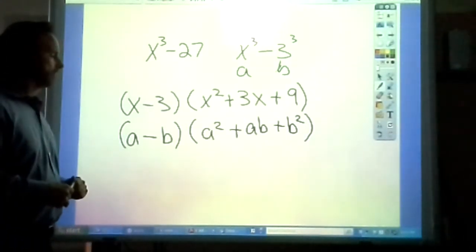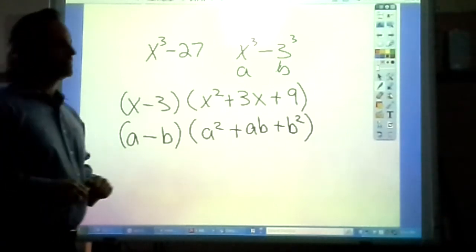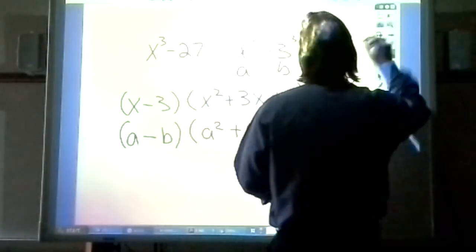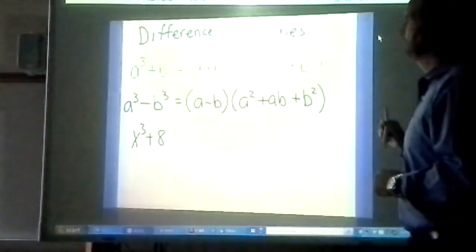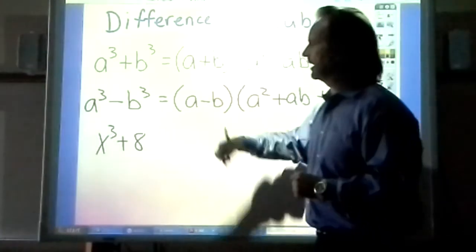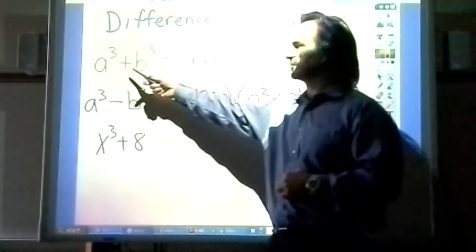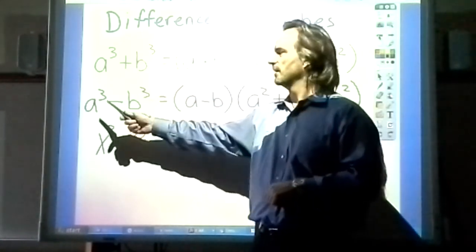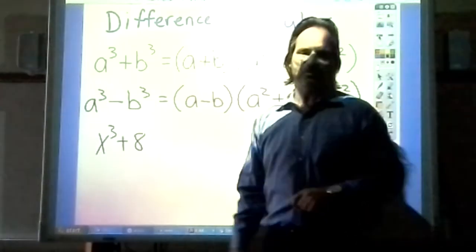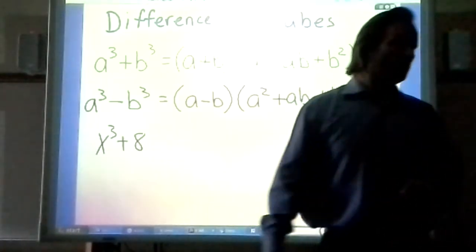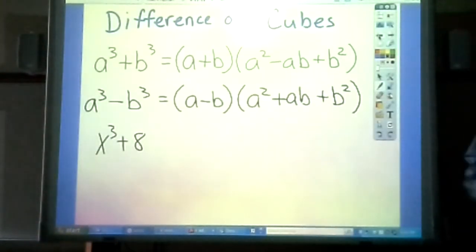All right, that's the difference of cubes, okay? And that's just the formula for a cubed plus b cubed and a cubed minus b cubed. That's the difference of cubes, and that's the sum of cubes. Okay, all right. So remember those formulas.